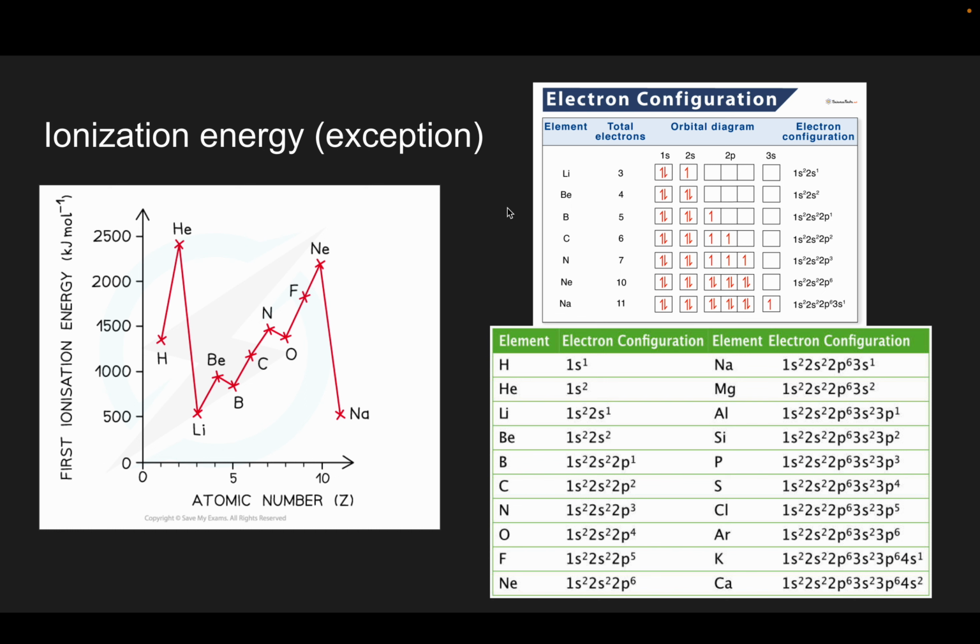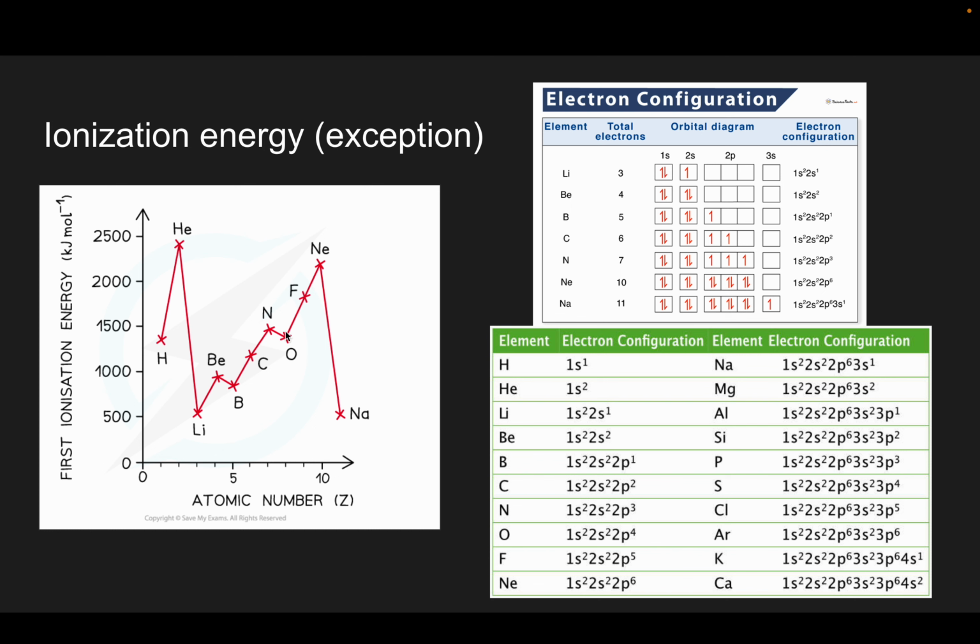And the reason is that it's easier to take this one electron from the 2s group than to take 2 electrons from this group, because when it's paired, actually, it takes more energy to pull out the electron, and this also can explain some other elements.